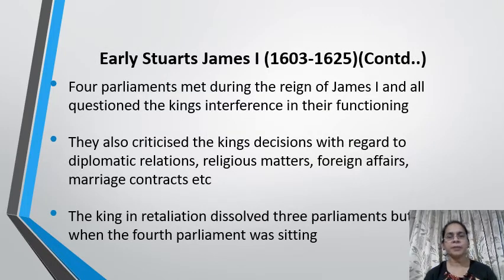So talking about the parliaments of James I, 4 parliaments basically met during the reign of James I, and all of them questioned the king's interference in their functioning. The first parliament basically met in 1604, and it criticized the king's decisions with regard to diplomatic relations, religious matters, foreign affairs, marriage contracts. The king in retaliation managed to dissolve 3 of his parliaments who were basically not agreeing with him on several of his decisions. But unfortunately, when the 4th parliament was sitting, he died.